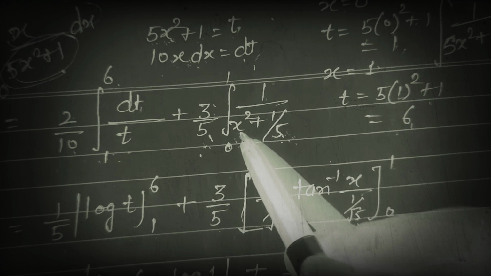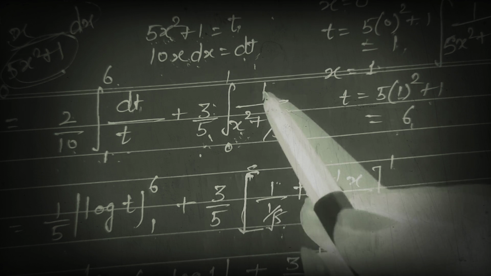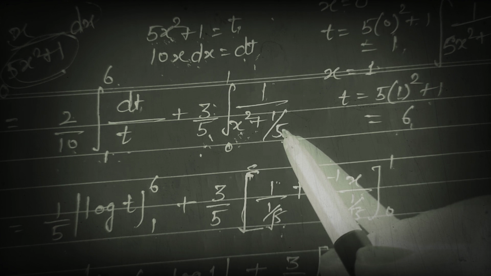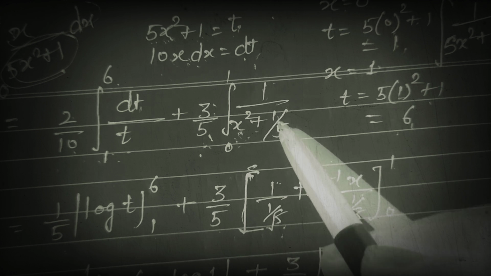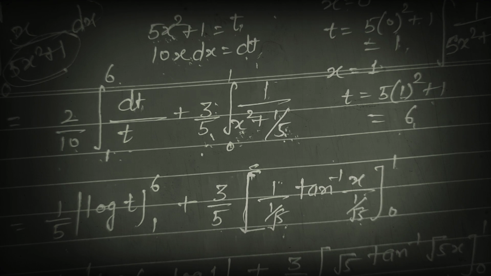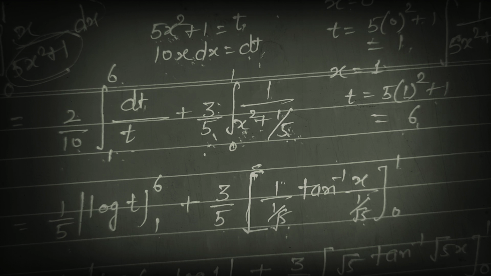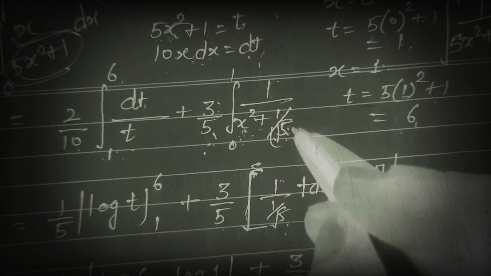So it is x square plus a square, formula 1 upon x square plus a square. We will apply the integration of 1 upon x square plus a square. 1 upon 5 we can write as 1 upon root 5 square. So it is 1 upon root 5 square.